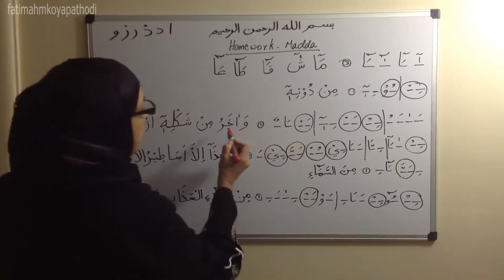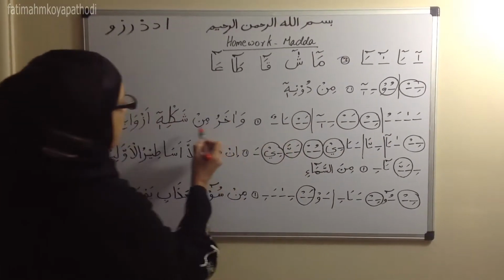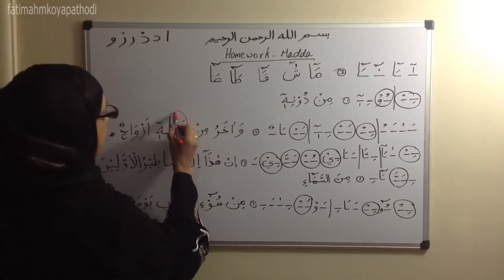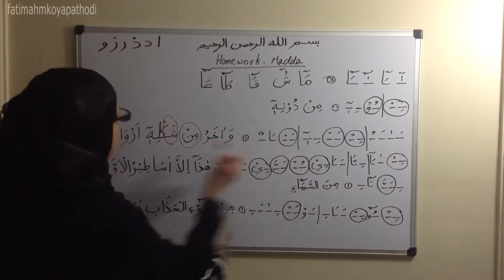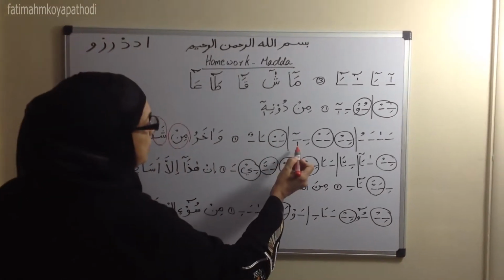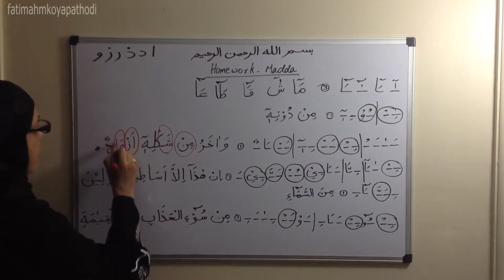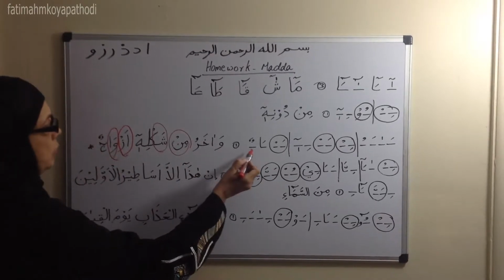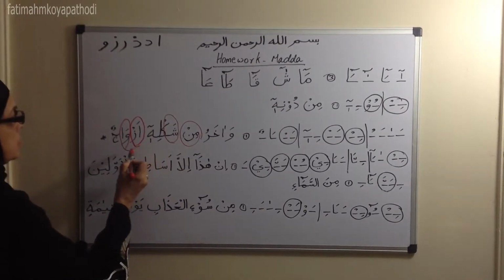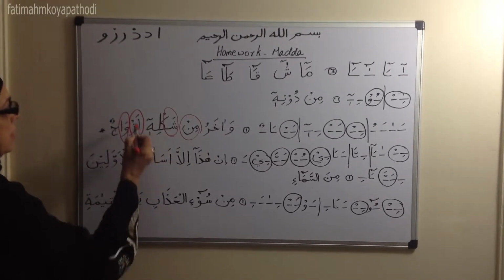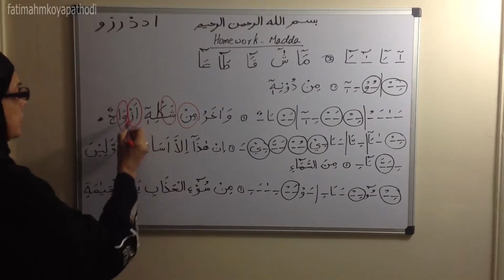Lengthen fatha. Kha fatha, ru dhamma. Wa akharu min shaklihi. Min sukun group, shak sukun group, li kasra, hi, single madda. As sukun group, wa, lengthen fatha, jun, tanwin. Wa akharu min shaklihi azwajun. Wa akharu min shaklihi azwajun.